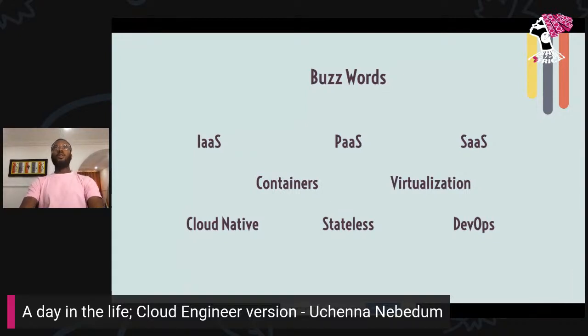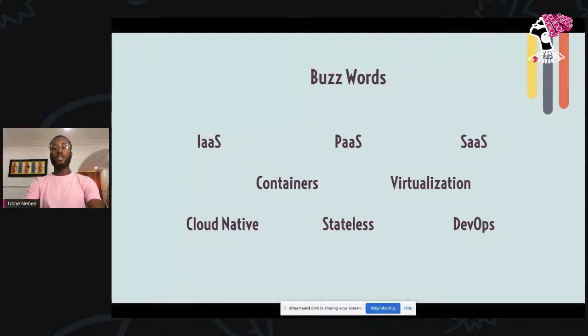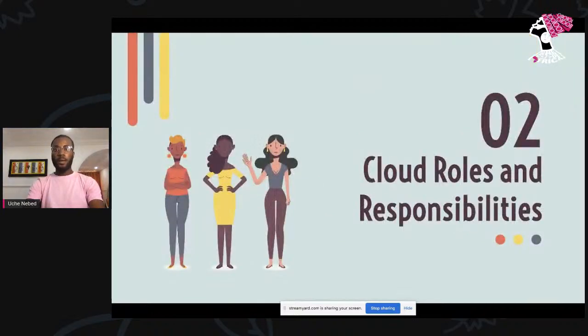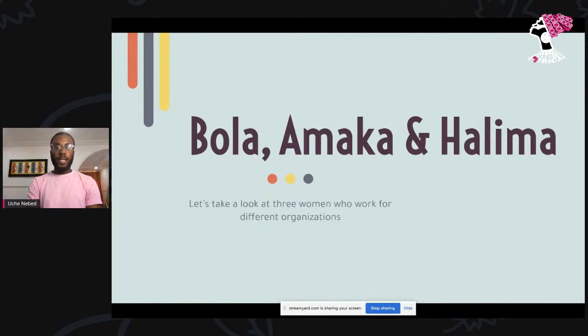DevOps. Chidebube talked about this a bit, but DevOps, development operations, is the practices and activities that a software company uses to make sure that its application can reach its end users in high quality and as swiftly as possible. So I'm going to be using three ladies, Bola, Amaka, and Halima, to explain the three roles I want to explain, which are a cloud solutions architect, a cloud operations engineer, and a DevOps SRE engineer.